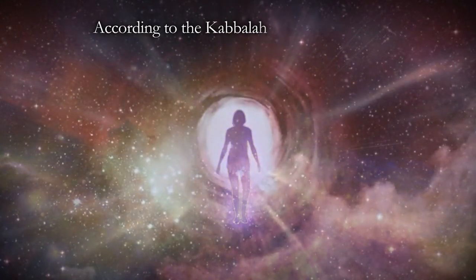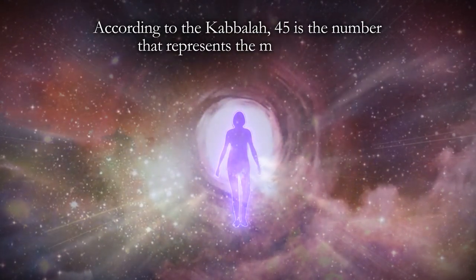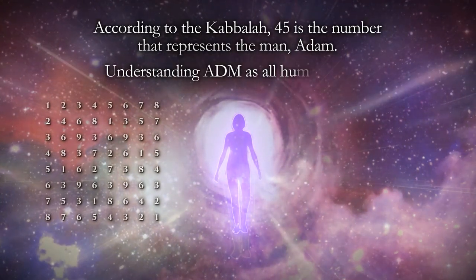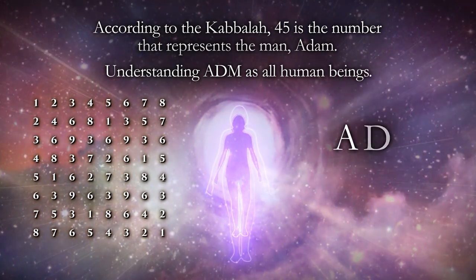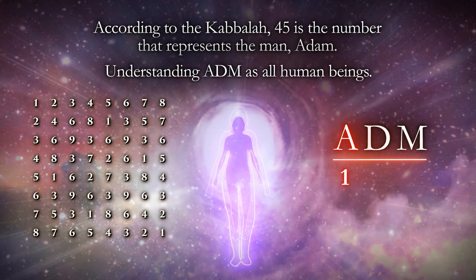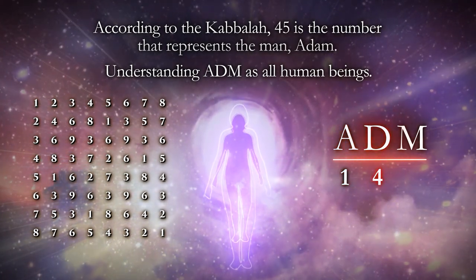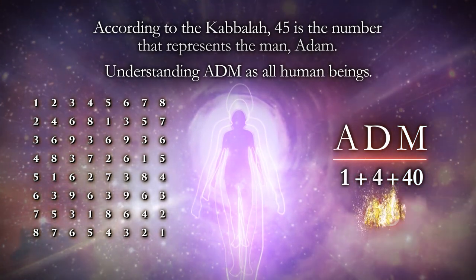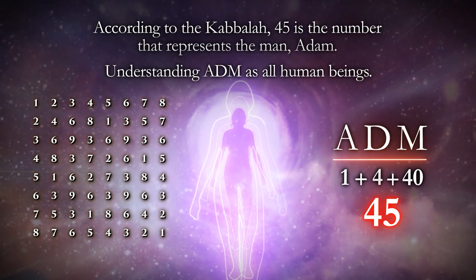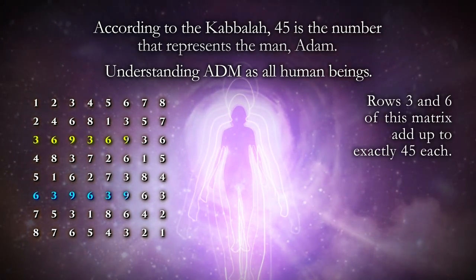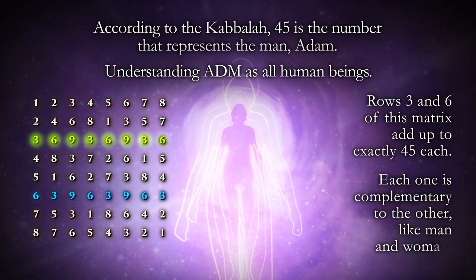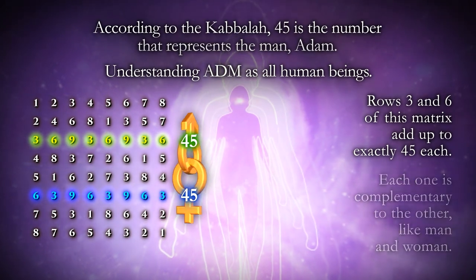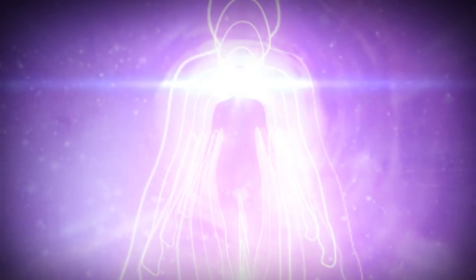According to the Kabbalah, 45 is the number that represents man, Adam. Understanding Adam as all human beings. Rows 3 and 6 of this matrix add up to exactly 45 each. Each one is complementary to the other, like man and woman.